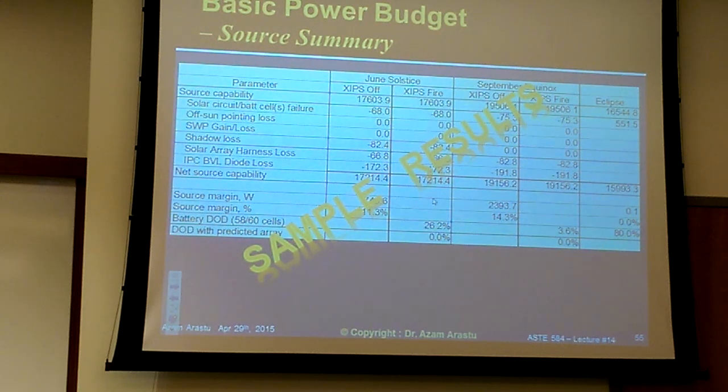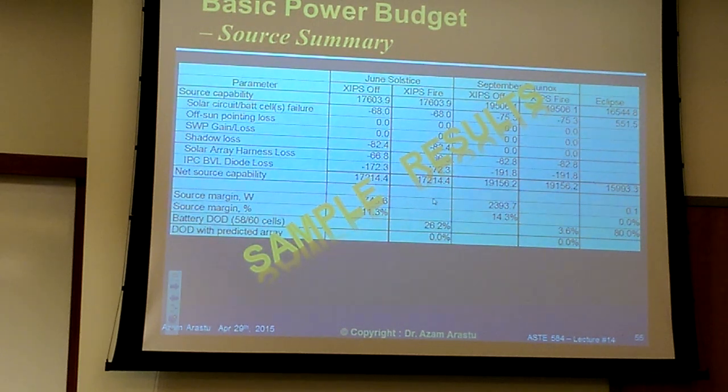There is an SWP gain or loss, which means the solar wing drives, the gimbals, may lose something. Then there's shadow loss, we talked about this. In this case, I'm taking over 82 watts of shadow loss during this phase. And again, harness loss, and this is pretty significant. It's almost the same as two circuit failures. And these are actually real numbers for actual purposes.